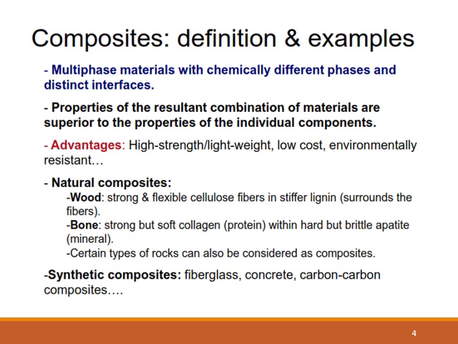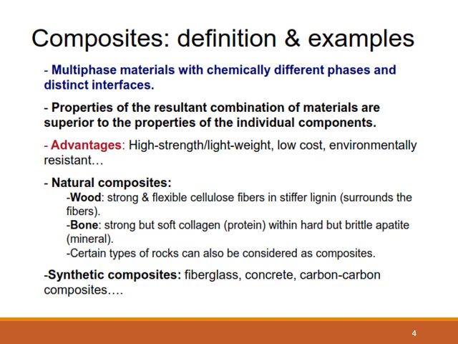So what it means is that you have the collagen within an apatite, which is a material. So you see, the combination of these two will give you a composite material. So this is another typical example of a natural composite. So there are so many other examples of natural composite materials.